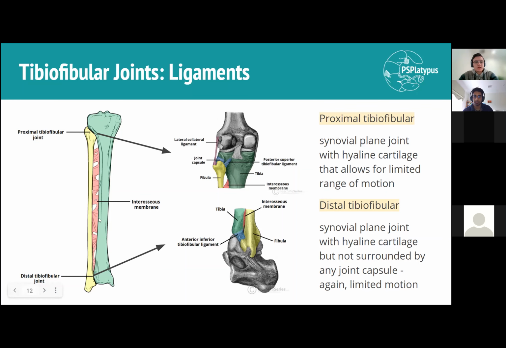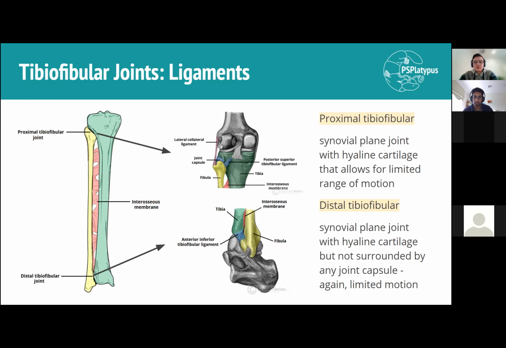We didn't spend too much time on this in upper limb, but it's also there. It's present in both the upper limb and the lower limb. And in the lower limb, it's actually quite clinically relevant because it can act as a place where you can inject anesthetic for targeting a specific nerve.